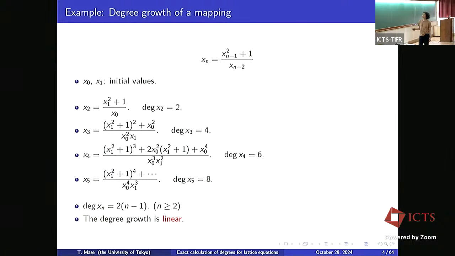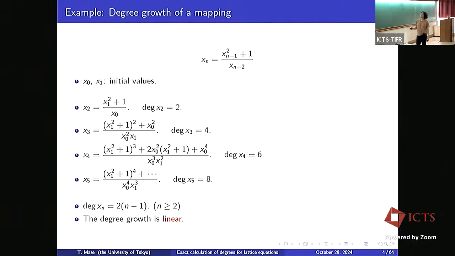And the degree of x3 is 4 because of this. This is the degree 4 part. And the degree of x4 is 6 because this is the degree 6 part. But a cancellation happens here. When you calculate x4 from x2 and x3, this factor should appear in the denominator here. But because of cancellation, it disappears, and that lowers the degree. And a cancellation happens even after that, at each step. So the degree of x5 is 8, and the degree of x6 is 10, and so on.